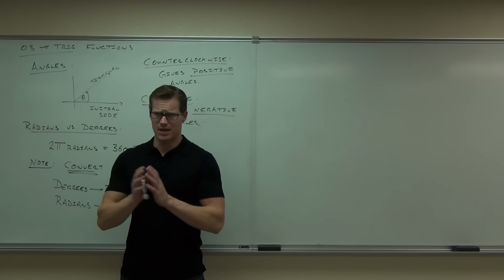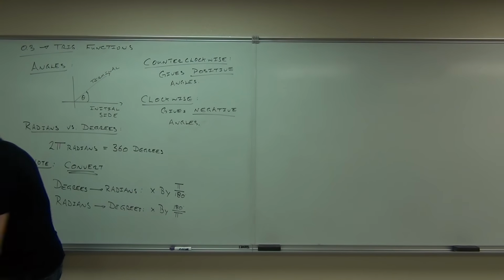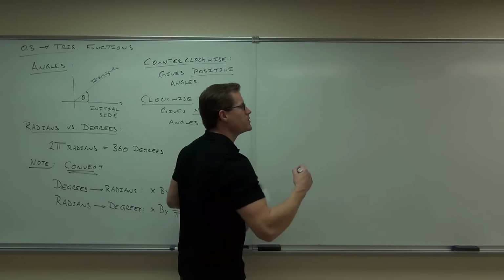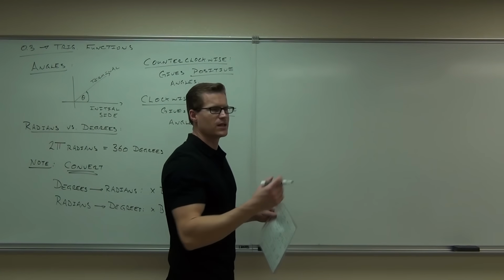Would you like to try a couple examples to get your heads wrapped around this? All right, we'll just do 2 examples really quick. Let's change 200 degrees into radians, and we'll change negative 3 pi over 4 radians into degrees.